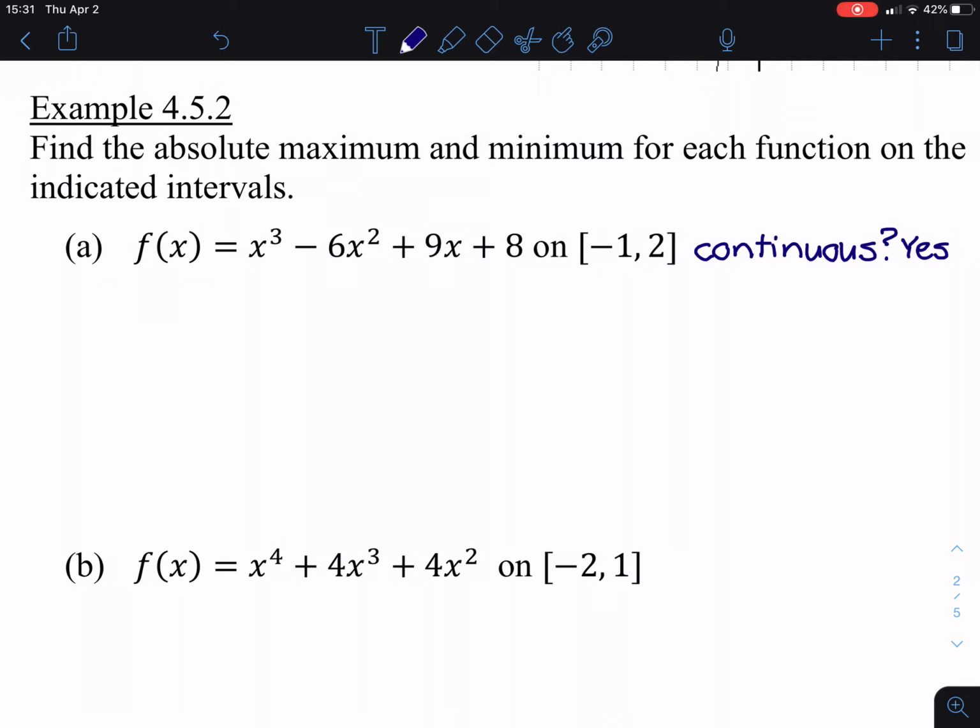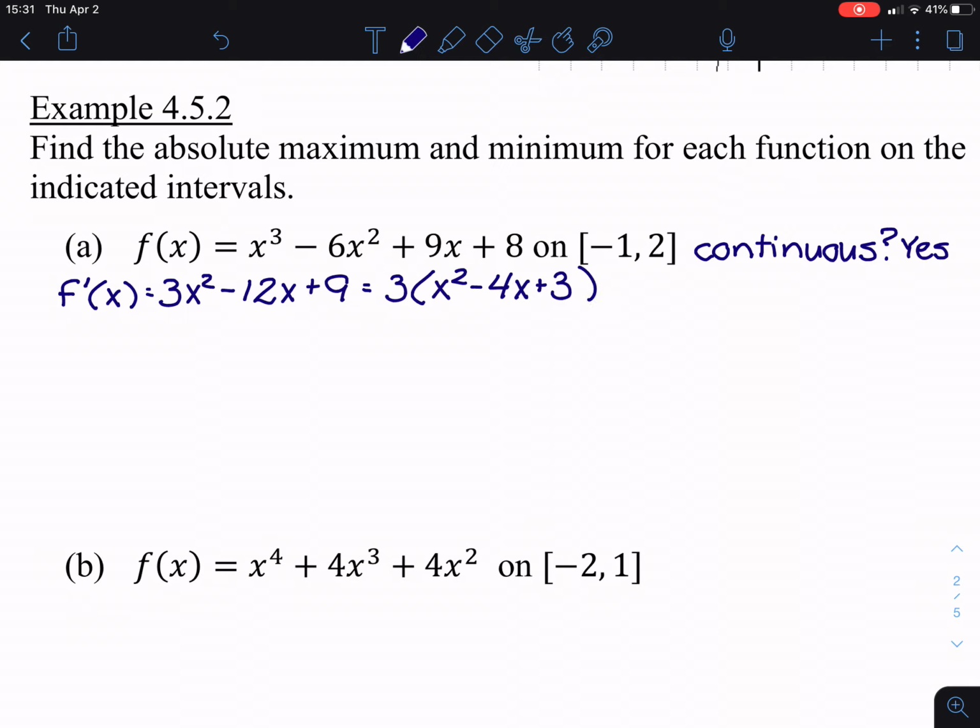So first thing that I need to do is establish what my critical values are. So I'm going to take the derivative of my polynomial. That's going to be 3x squared minus 6 times 2 is 12x, and then plus 9, and then the derivative of 8 is just 0. All right, so I can factor 3 out of this polynomial, so that gives me 3 times the quantity x squared minus 4x plus 3.